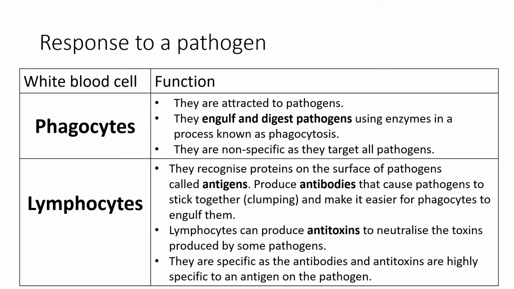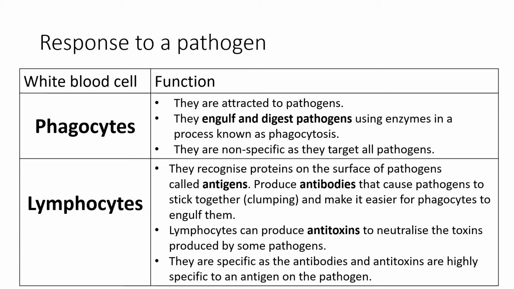When we talk about phagocytes, phagocytes are a group of white blood cells and they are attracted to pathogens. They will touch the pathogen, engulf it, and digest it. They digest it using enzymes that are made inside the phagocyte, and that whole process of attracted to, making contact with, engulfing and digesting the pathogen is known as phagocytosis. Now, phagocytosis by phagocytes is a non-specific process because phagocytes will target all pathogens. Any phagocyte will target any pathogen.